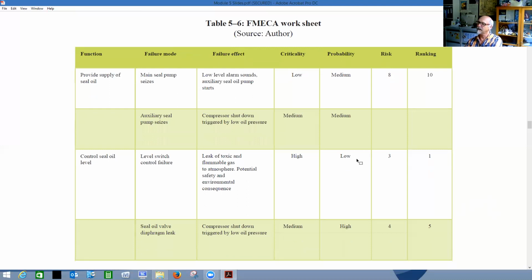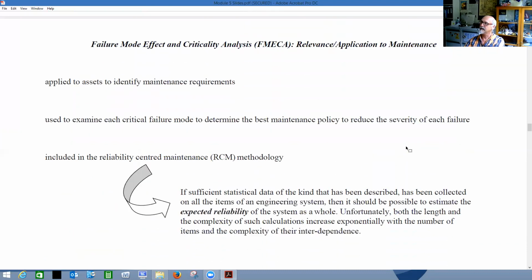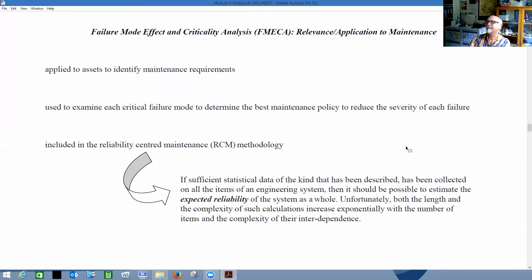So by going through and analyzing each of those particular items and then prioritizing them, that helps you figure out how you go about maintaining this particular device, whether you pull it in to fix it, and your scheduling of it, how often you do that. What's the relevance or application of failure mode effect and criticality analysis? It's applied to assets to identify maintenance requirements. It's used to examine each critical failure mode to determine the best maintenance policies to reduce the severity of each failure.